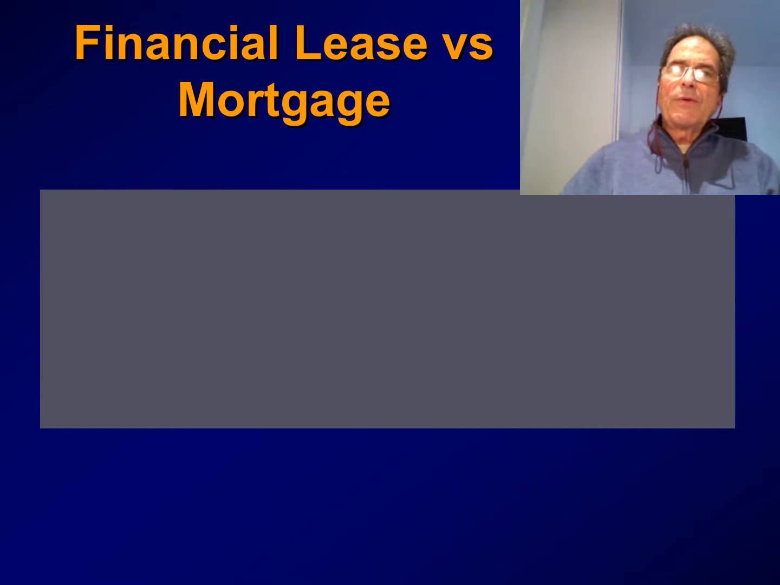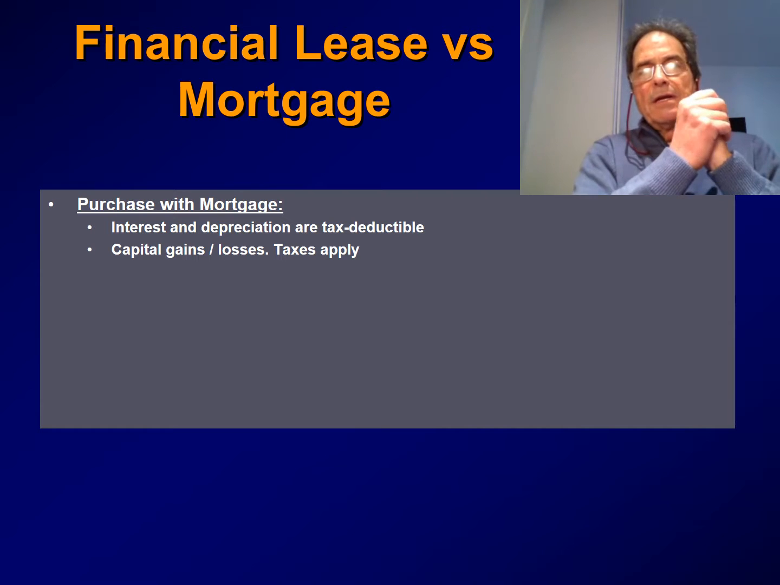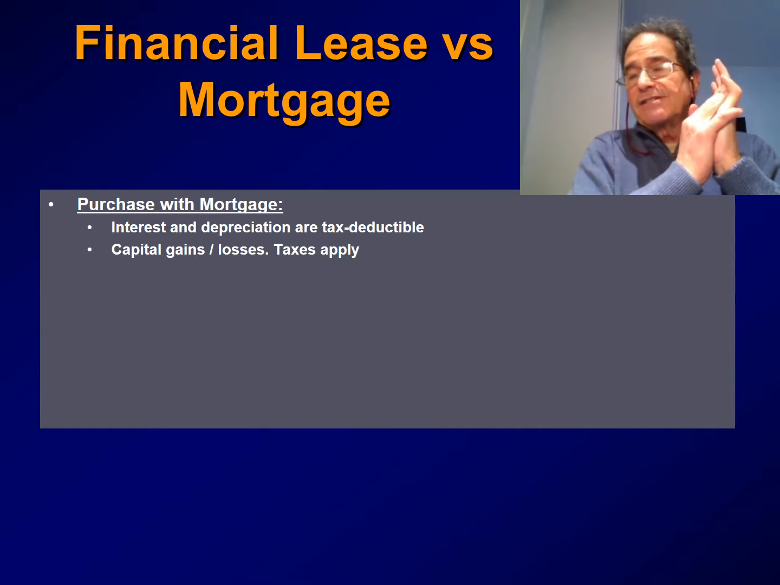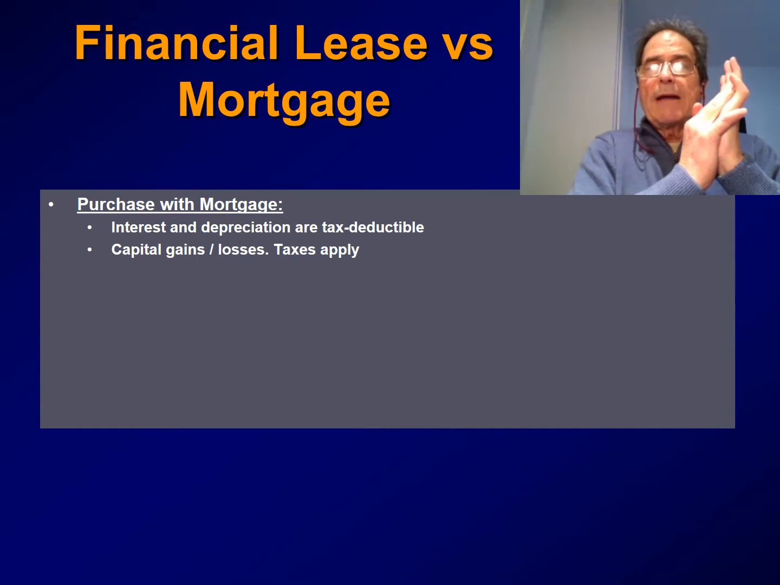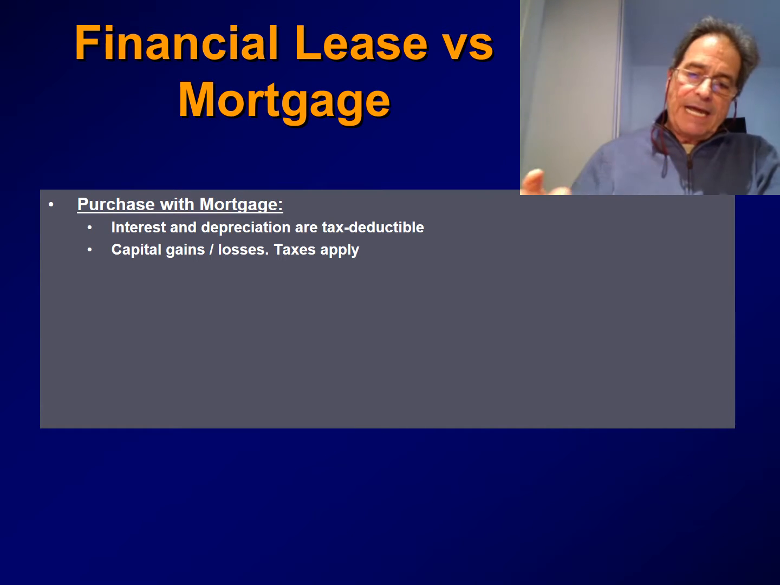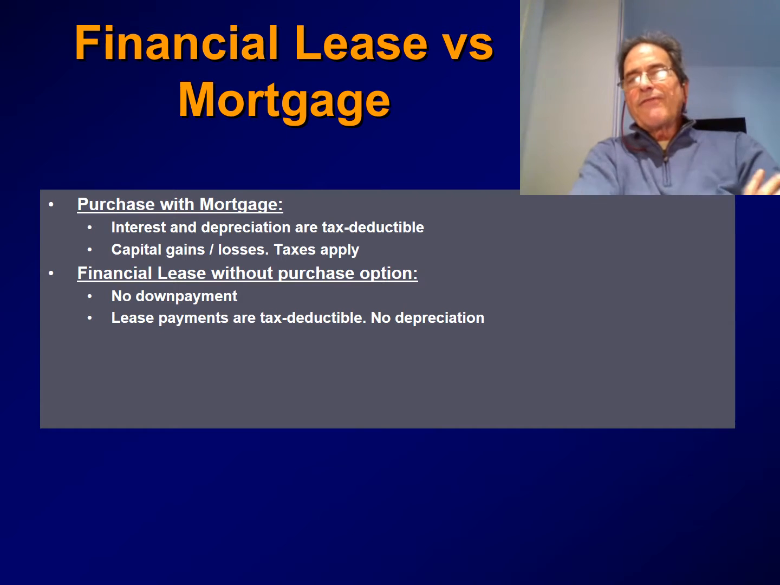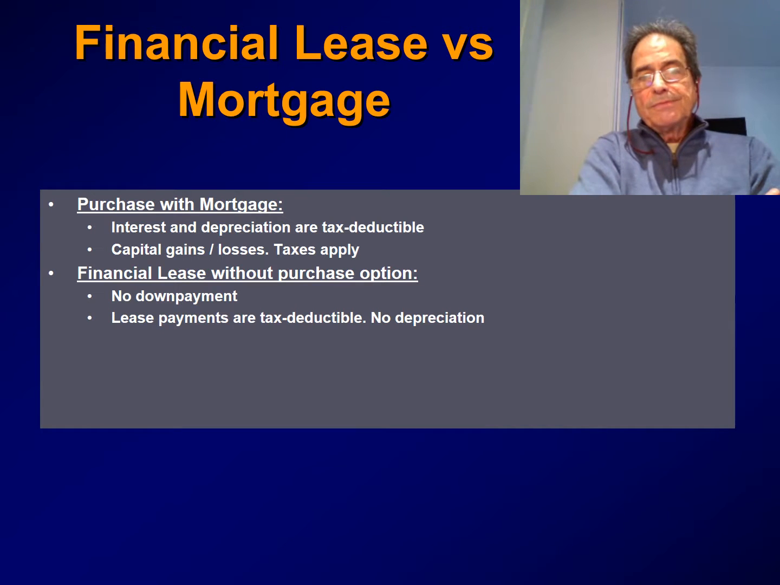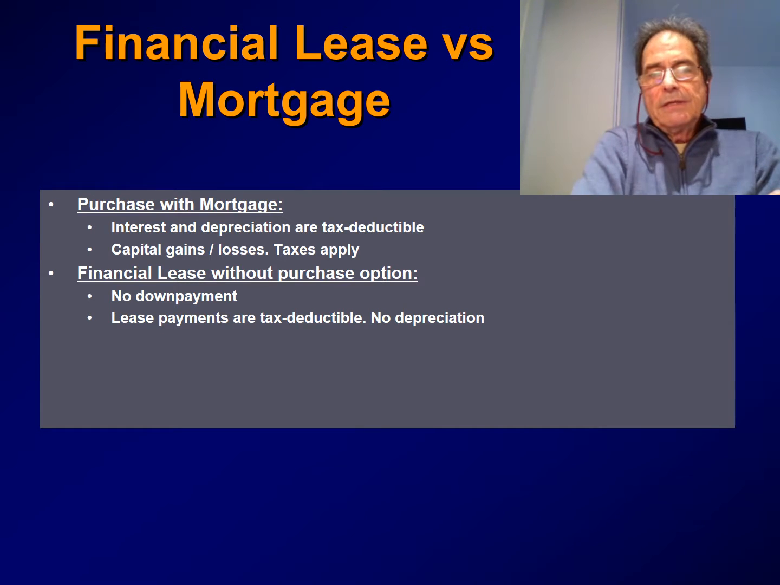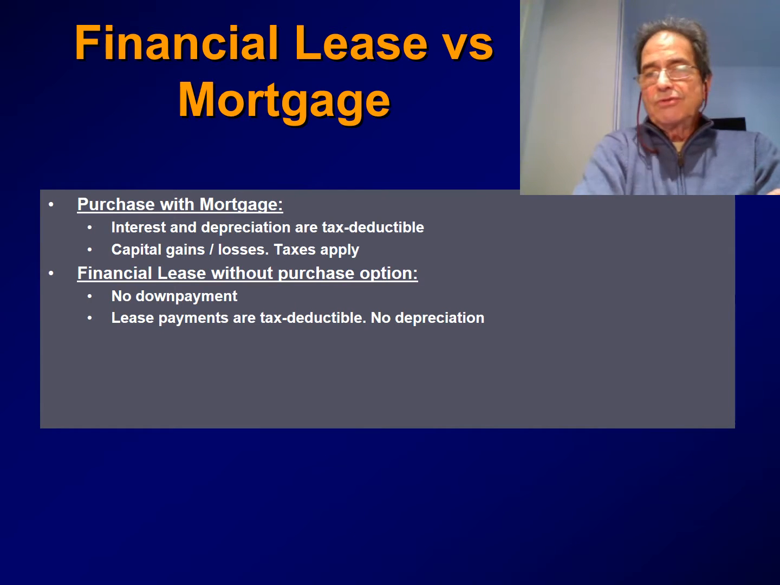First, some comments regarding the financial lease versus a mortgage. When we purchase with a mortgage, interest and depreciation are tax deductible. Also, capital gains or losses apply, and they are affected by capital gains taxes. In terms of the financial lease without a purchase option, there is no down payment, because we don't buy the property, and the lease payments are tax deductible. There is no depreciation.